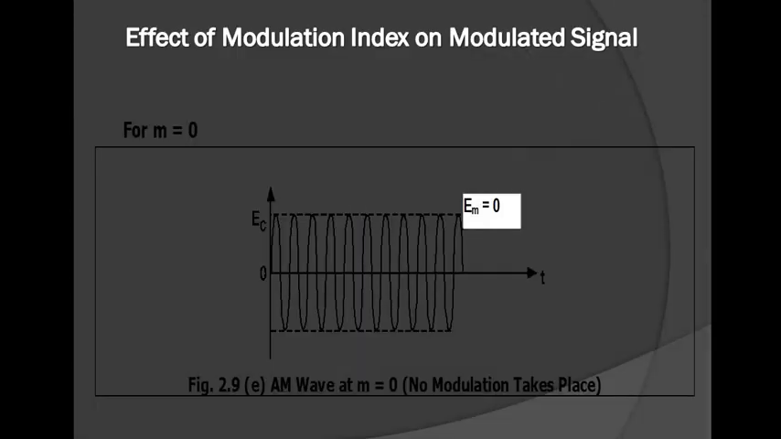If there is no modulation, that is, if the modulation index m or mu is equal to 0, then the same message and carrier signal will be given. There is no change, which means no modulation has taken place. So the normal message signal, without any carrier signal, will be given to the receiver.